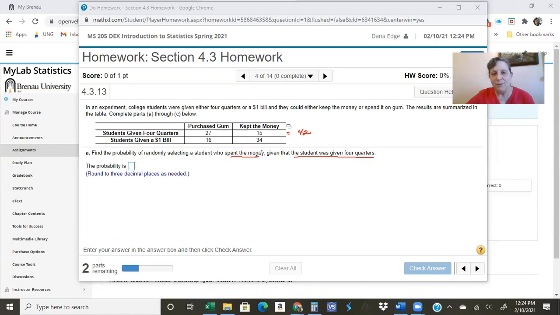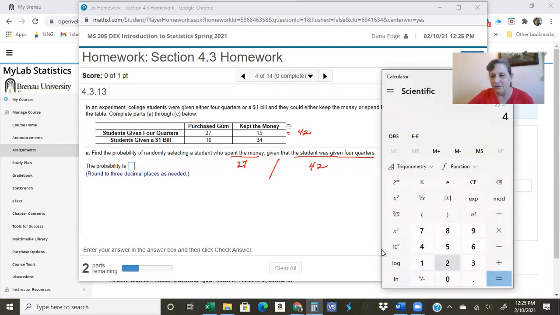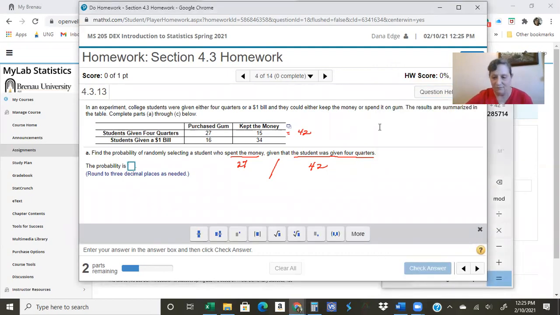So the number of people who spent the money out of the number of people who were given change is going to be 27 divided by 42. And that as a decimal, 27 divided by 42 is this whole long huge thing. But because they want 3 decimal places, it's going to be 0.64, and we're going to round the 2 up because of the 8, so 0.643.